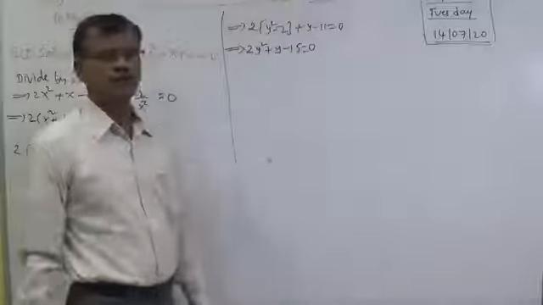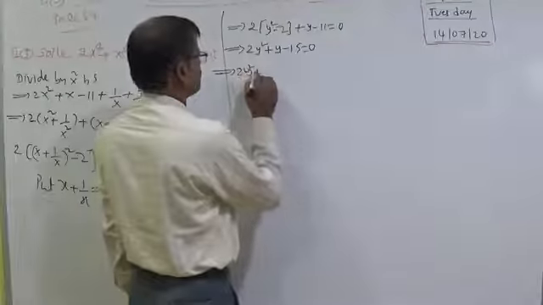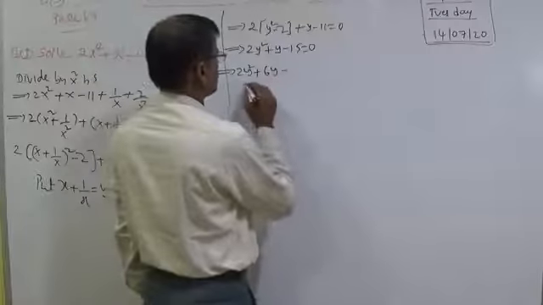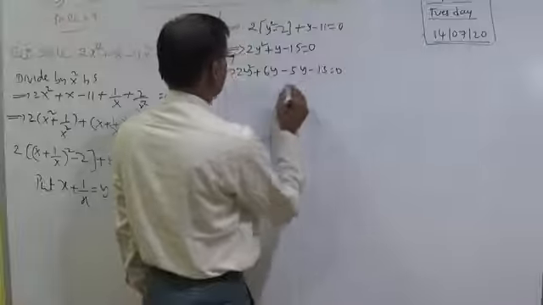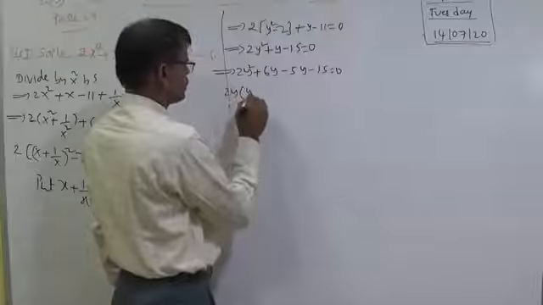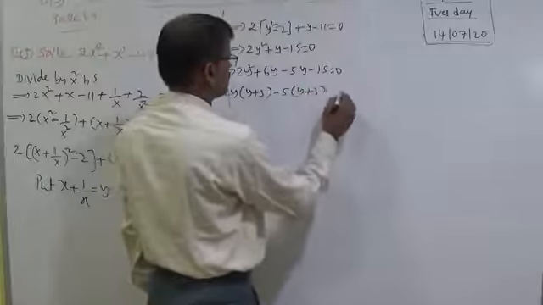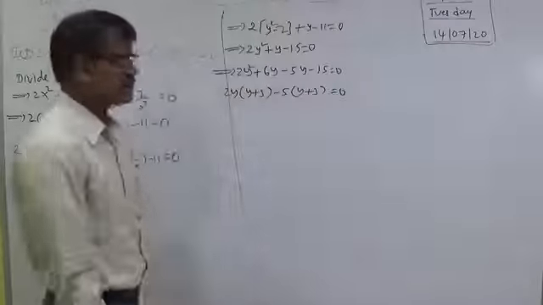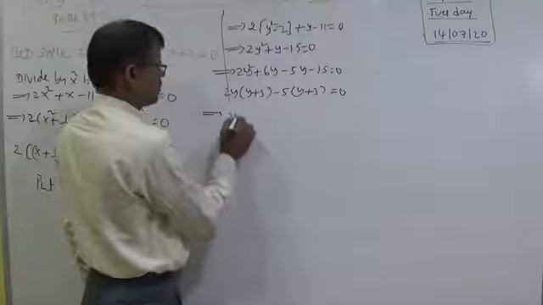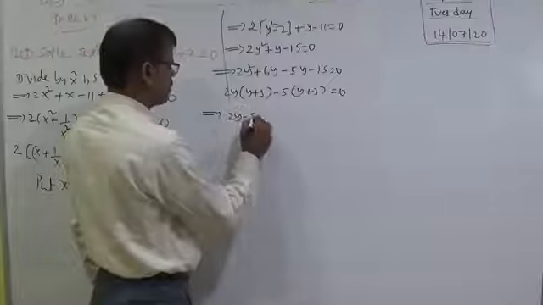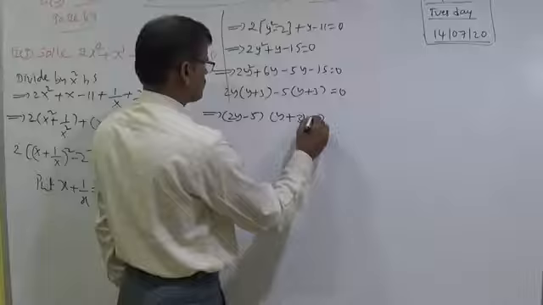Since 2 fifteens are 30, by the factorization or splitting the middle term concept, we can write 2y square plus 6y minus 5y minus 15 equal to 0. Taking 2y common, it becomes y plus 3, minus 5 common, within the brackets y plus 3. That implies 2y minus 5 into y plus 3 equal to 0.